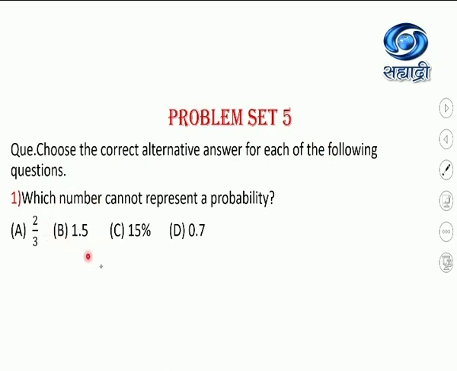So it is option B only that represents 1.5, because in option A, 2 upon 3, the numerator is smaller than the denominator, so definitely it will be less than 1. Then option C, 15%. You all know the limit in terms of percentage: probability lies between 0 to 100%. And the third option is 0.7. So therefore option number B. So children, keep in mind, whenever you are writing the answer, you must write the letter only. This is expected in your board exam.